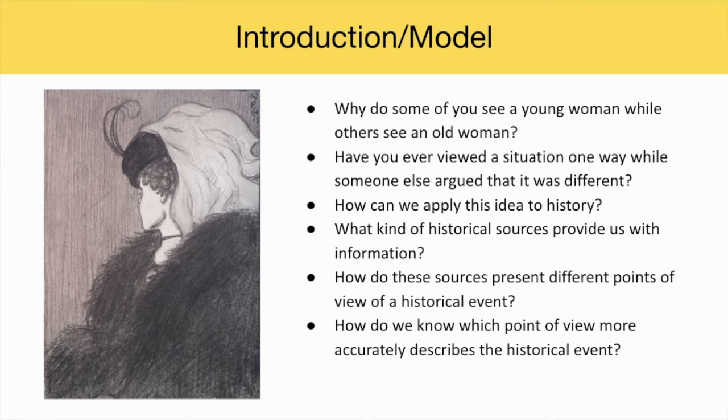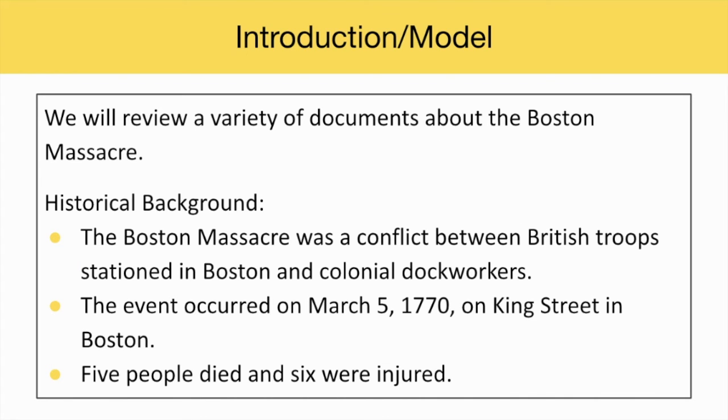Now that we've hooked students, we're ready to introduce them to the historical background of the Boston Massacre. Explain to students that they will review a variety of documents about the Boston Massacre. Provide students with the following facts and background information on the Boston Massacre. The Boston Massacre was a conflict between British troops stationed in Boston and colonial dock workers. The event occurred on March 5th, 1770 on King Street in Boston. 5 people died and 6 were injured.